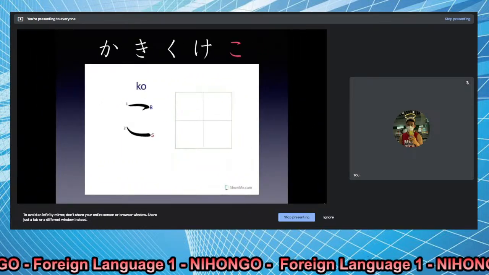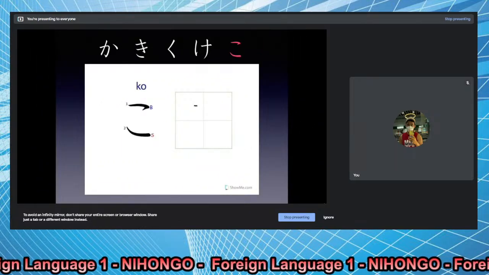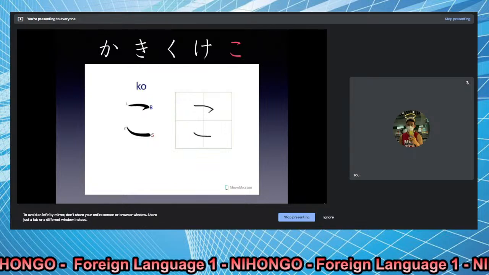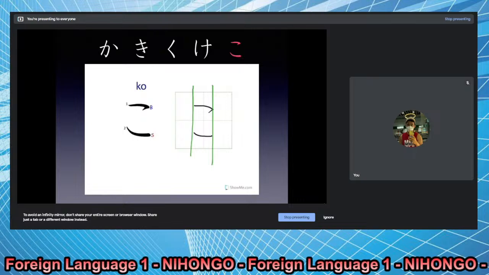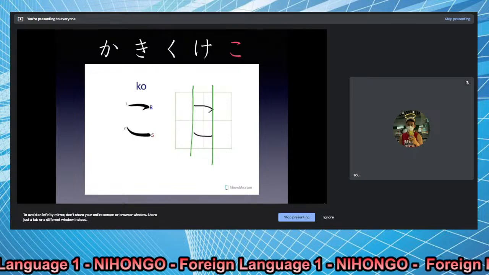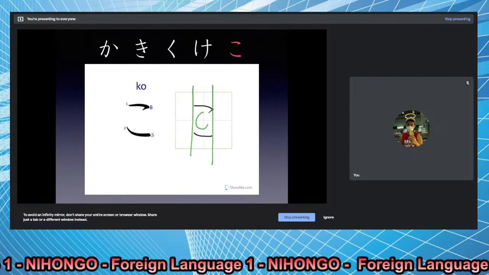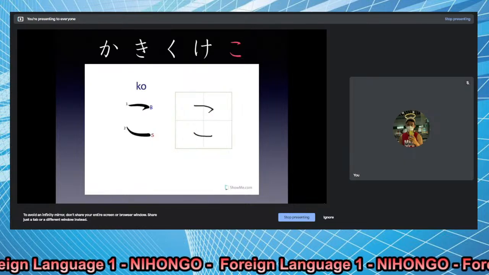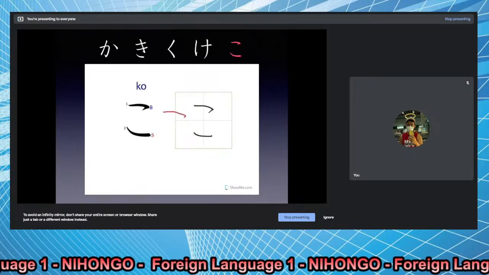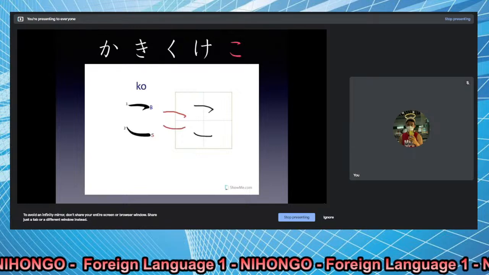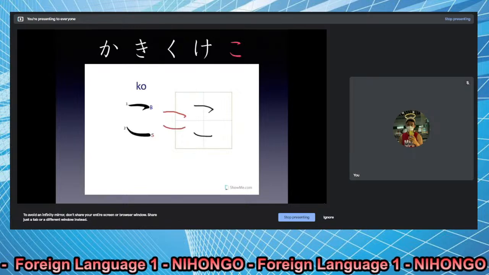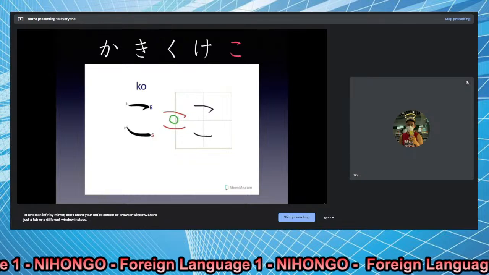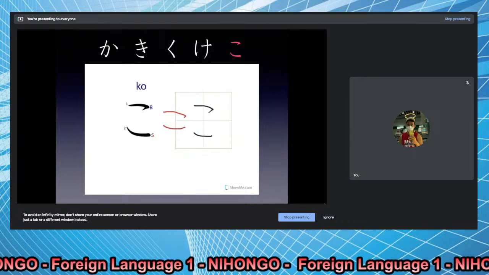The last letter for today is ko. 1. Brush down this time. And 2. Stop. Be sure to keep your ko tall like this one by leaving enough space in between. What I mean by that is, do not write your ko kind of chubby like this one. It shouldn't look like 2 hamburger buns, okay? Check if your ko doesn't look like this one.